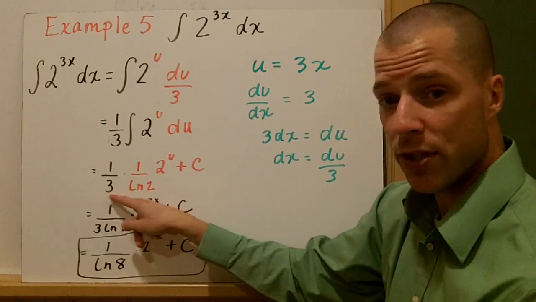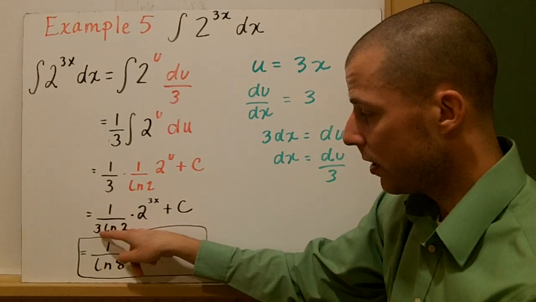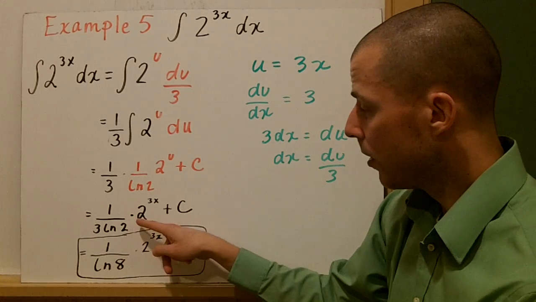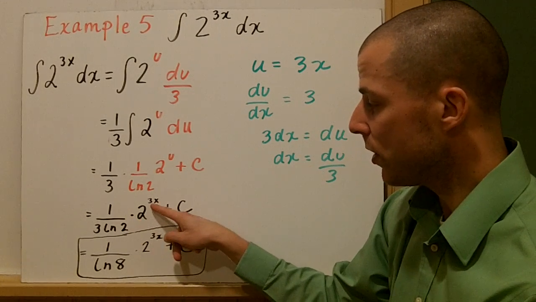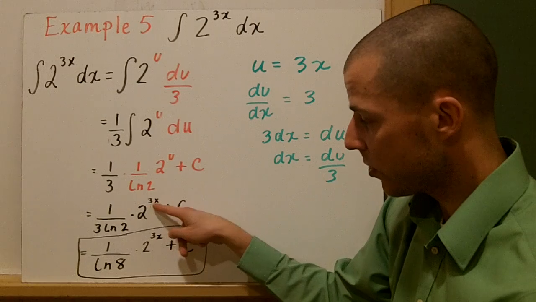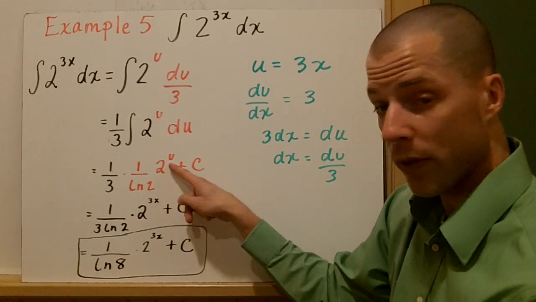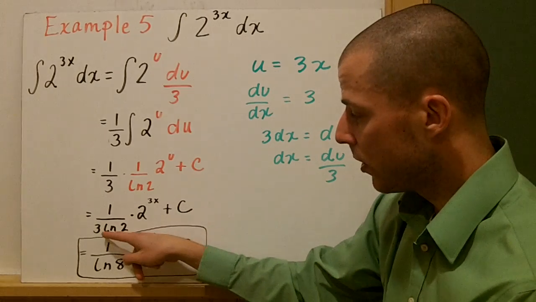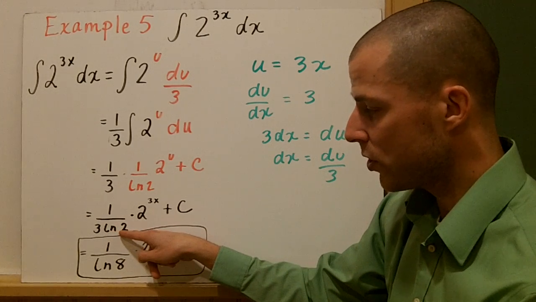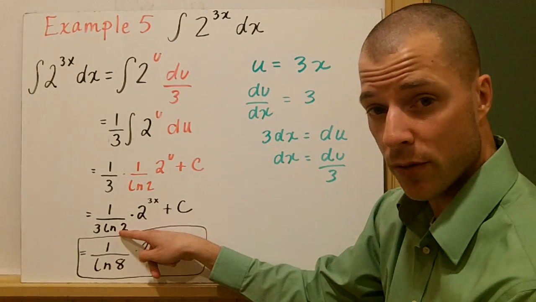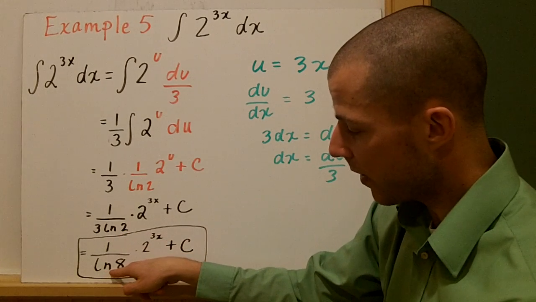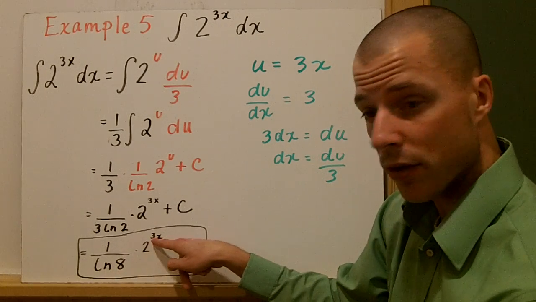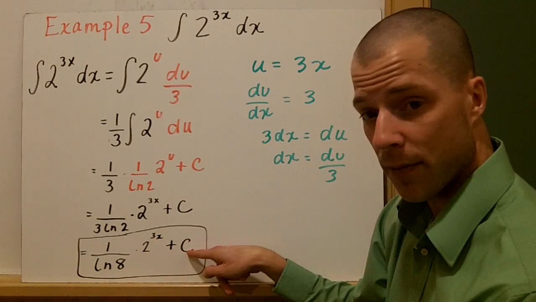Notice I can multiply these two fractions together, and I have 1 over 3 times the natural log of 2 times 2 to the u, which is 3x, so there's my substitution of u back in. It's 3x plus c, and using our natural log rules, 3 times the natural log of 2 is just the natural log of 2 cubed, or the natural log of 8. So we have 1 over the natural log of 8 times 2 to the 3x plus c.